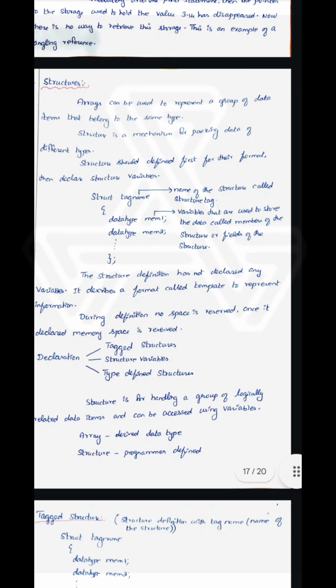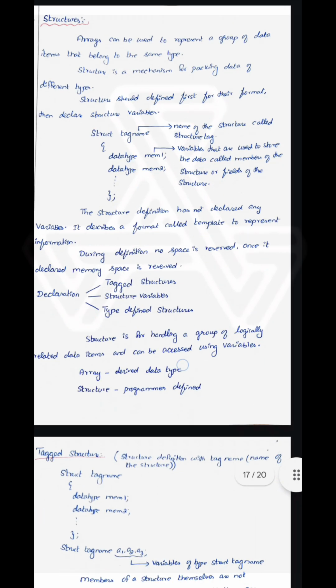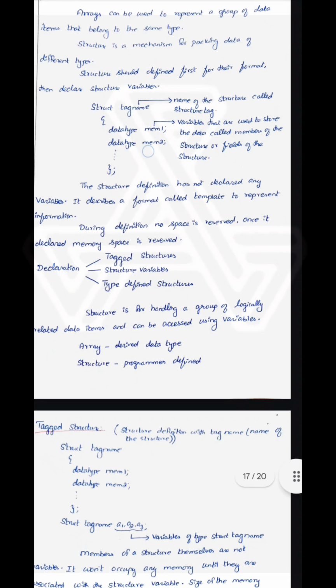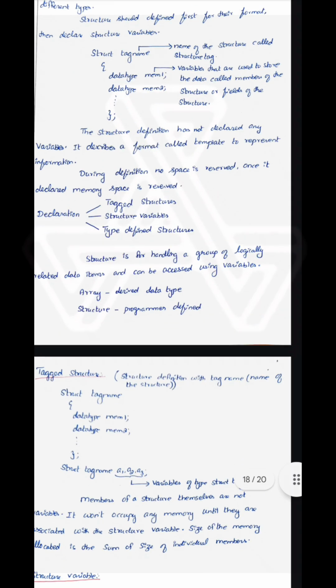Arrays can be used to represent a group of data items that belong to the same type. A structure is a mechanism for packing data of different types. A structure should be defined first for its format, then declare structure variables. Struct tag name: the name of the structure is called the structure tag. Then data type member 1, variables that are used to store the data are called members of the structure, or fields of the structure.